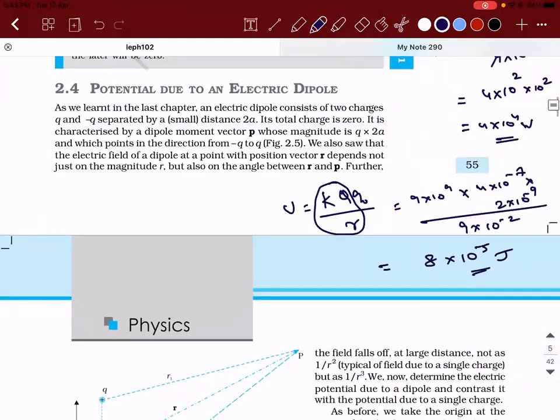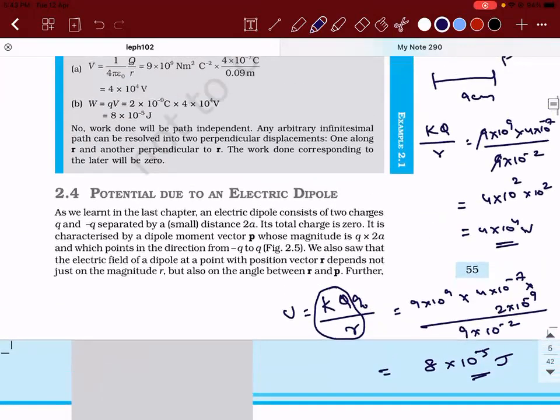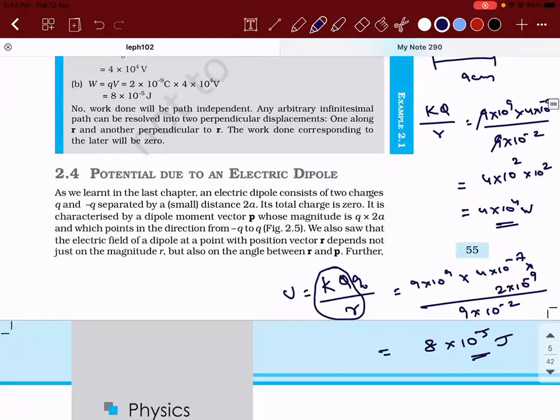Sir, can you repeat why should not consider the negative sign? Because they asked work done. If they asked you potential energy, then you can consider. Then you need to consider the minus. Okay. So for... no, it is work done.